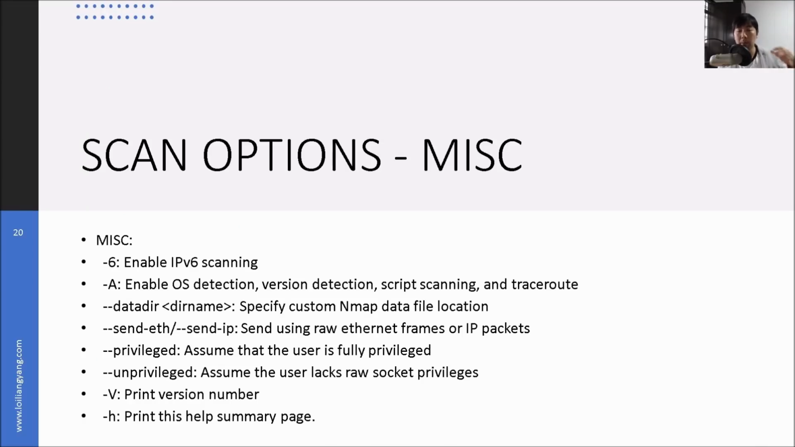So of course, we also got the miscellaneous scan options. If you are running on an IPv6 network, you could use -6 on that. And of course, we could use -A to enable a number of options like OS detection, version detection. So multiple things could be enabled at one shot. And of course, we also have data file location, and the use of raw Ethernet frames or IP packets. So if you want to craft those, we can actually go ahead and do that.